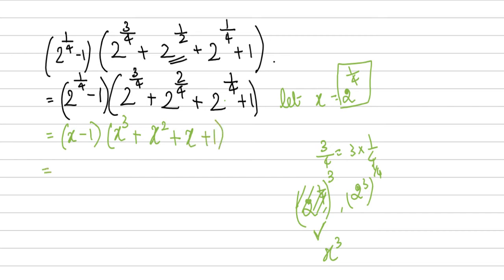Okay, so now we are going to do that grouping process that we usually do for factorization. In the first two terms x square is common, so I am taking it out. So I will have x plus 1, plus x plus 1.